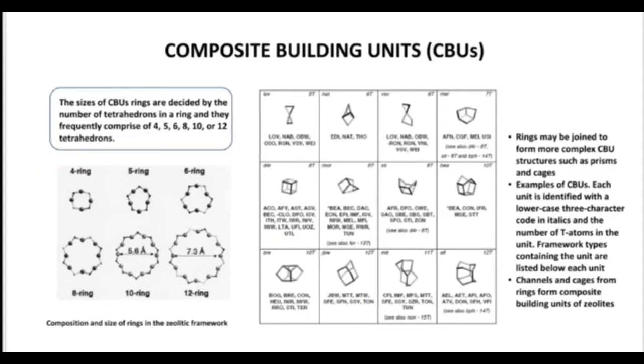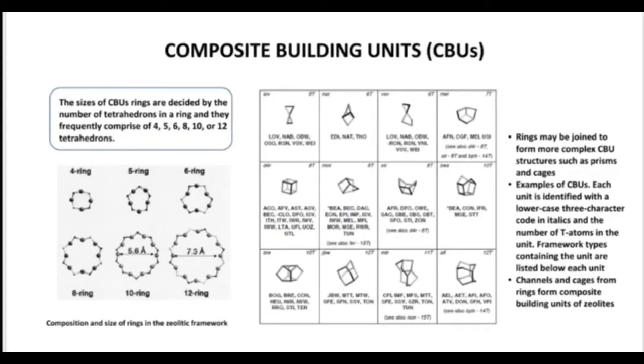Based on the figures here, we can see that the cavities formed by the rings have a diameter between 2 Angstrom to 8 Angstrom, which can permit an easy movement of ions between the cavities. For example, we can see for the 10 ring, the diameter is 5.6 Angstrom, and for the 12 ring, the diameter is 7.3 Angstrom. So the bigger the ring, the higher the value in Angstrom.